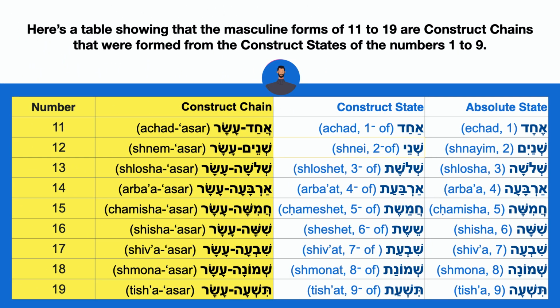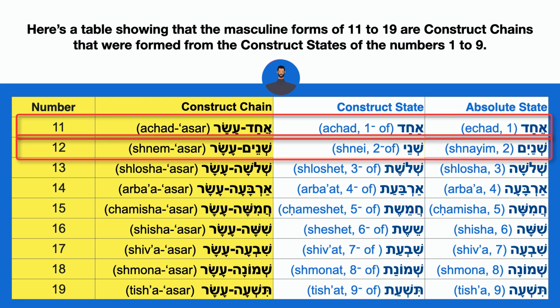Now let's look at the masculine side. The masculine construct chains of 11 to 19 do not really follow the rule of having the construct state of the number plus asar, which is 10 in the masculine form, not all the time. Okay, so let's look at this. For 11 and 12, they respect the rule of having the construct state of the number plus asar, which is the 10 for masculine in this case.